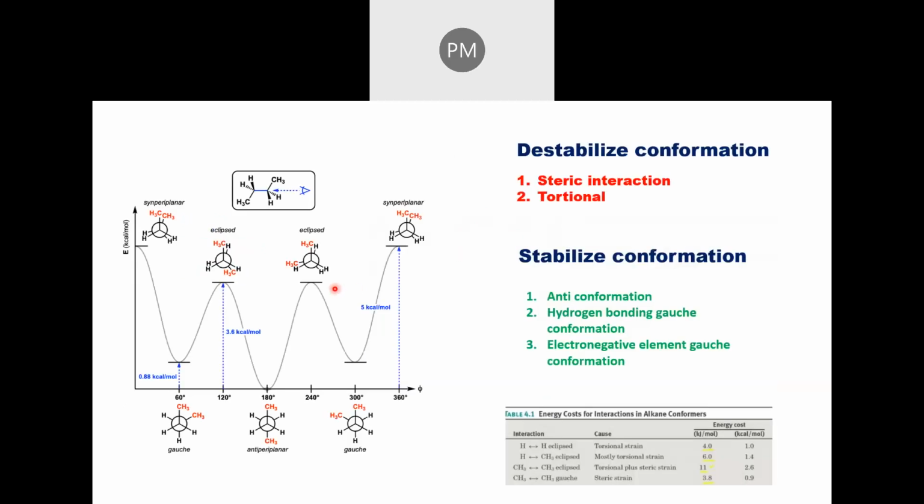I have already told you the stabilization and destabilization of a conformation is mainly due to steric interaction and torsional strain, that is the dihedral angle between these. In torsional strain, the two electron clouds are in the same position, so there will be repulsion between each other, so they destabilize our conformation.